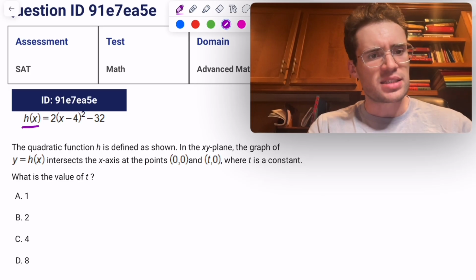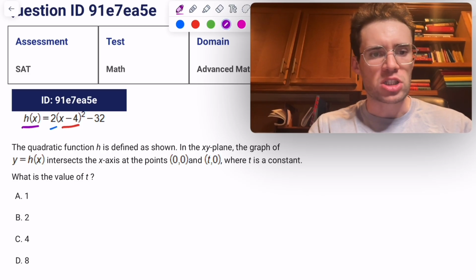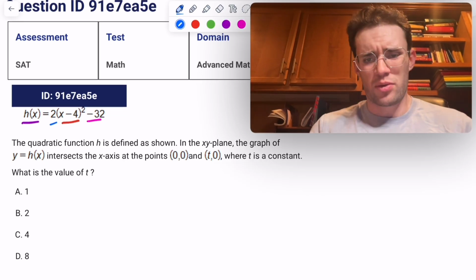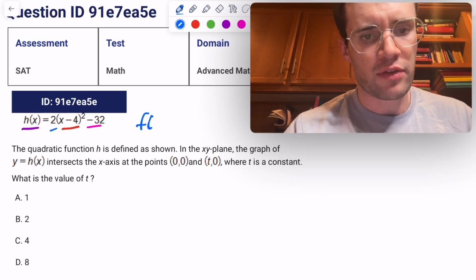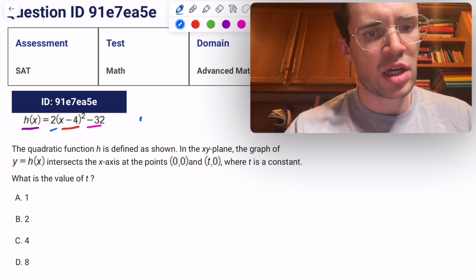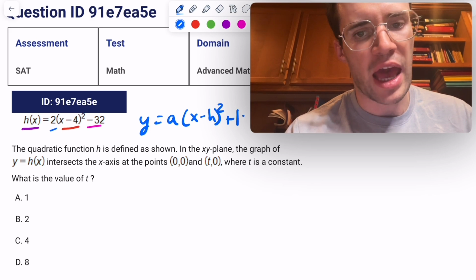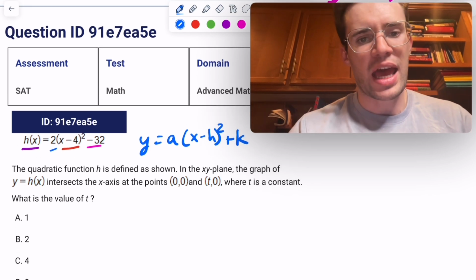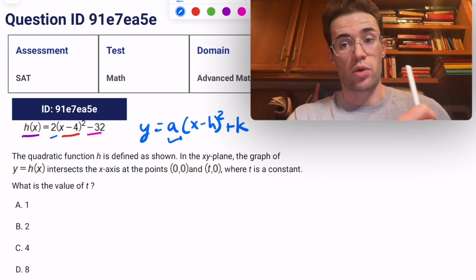h of x is equal to 2 times the quantity x minus 4 squared, then minus 32. So this is a quadratic. If you have a quadratic in this form, it's called vertex form. It would usually look like f of x, or I guess I could write h of x, we could say y is equal to a times x minus h squared plus k. And what that means, a is just what you're multiplying it by. It's the same a value that you'd have if you wrote it in standard form.